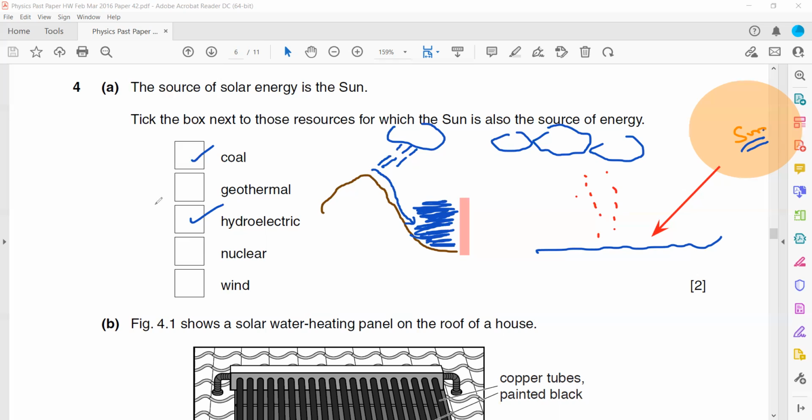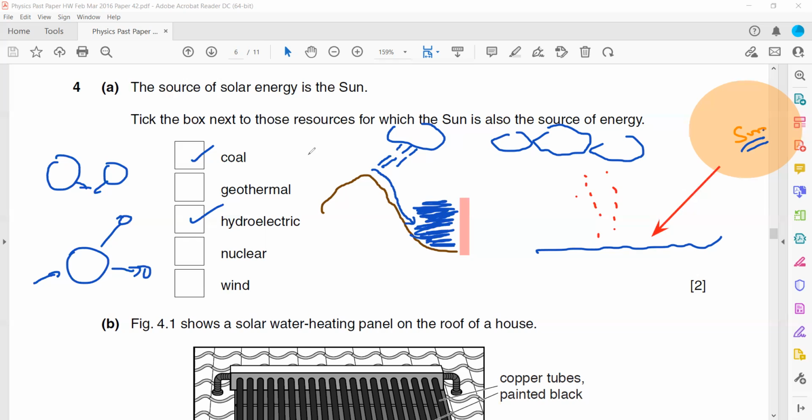What about nuclear energy? Nuclear energy is when lighter nuclei join to form a heavy nucleus, or a heavy nucleus breaks down to form lighter ones. So it does not depend on whether we have the sun or not; nuclear energy can be released.